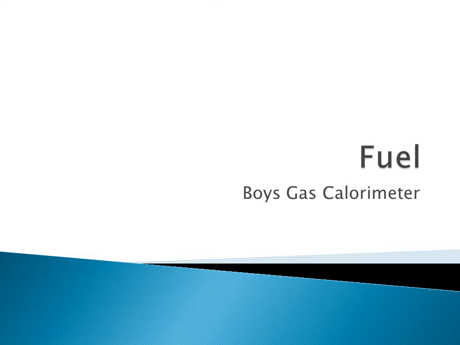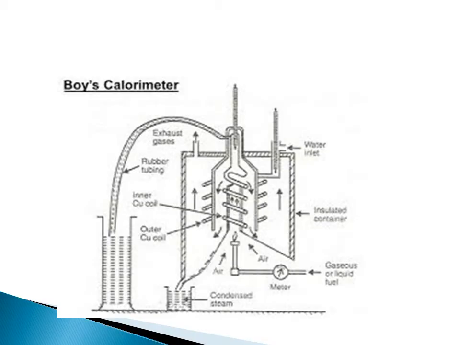This is our second lecture on fuel. Here we will see what Boy's gas calorimeter is. This is the diagram of Boy's gas calorimeter. The principle of the calorimeter is that whatever heat is liberated by the fuel is absorbed by the circulating water.